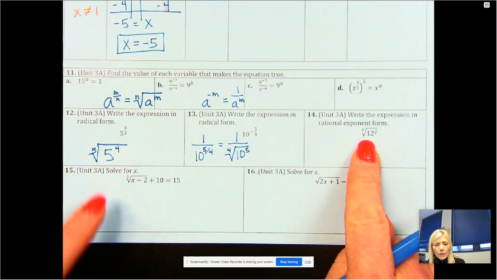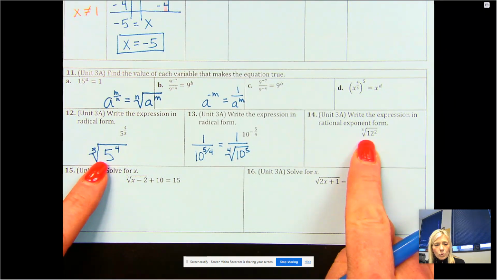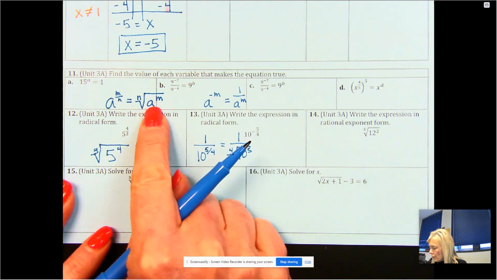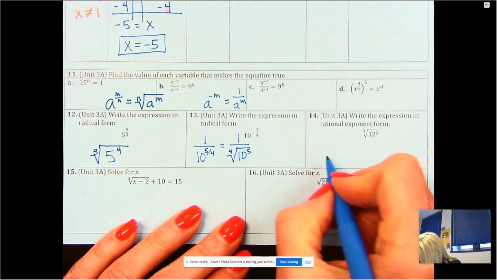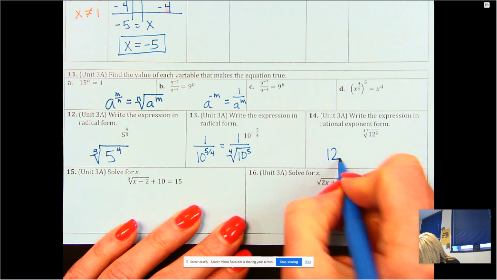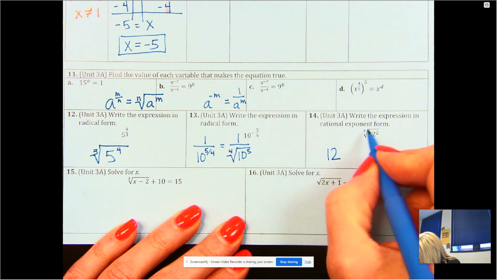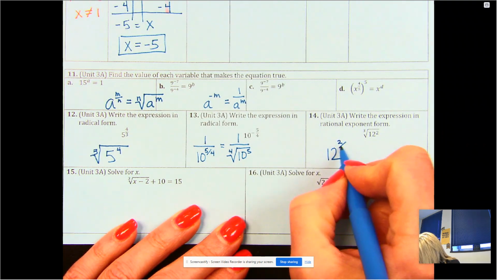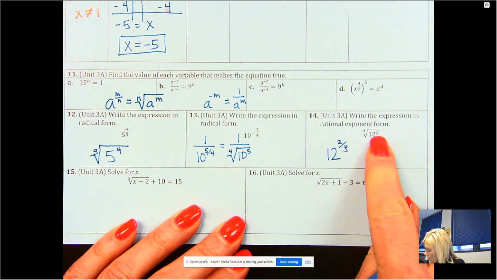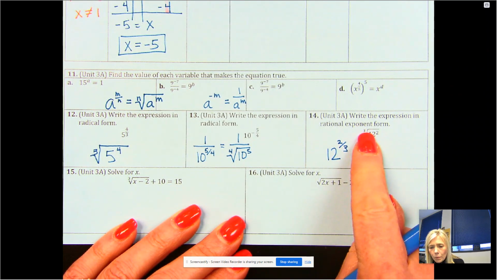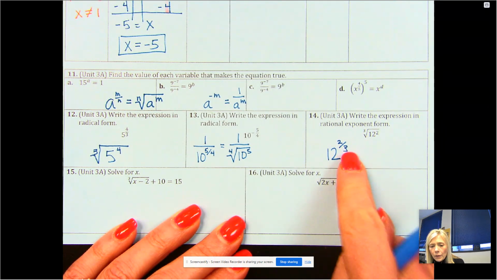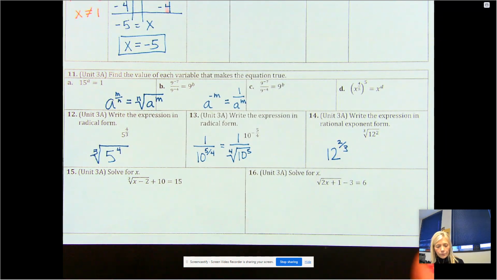And then number 14 is just like the opposite of number 12. So we're starting here and we're going backwards. So 12 is our base. And our exponent is 2/3. Okay, again, this is the numerator of the fraction exponent, and then the type of root is the denominator of the fraction exponent.